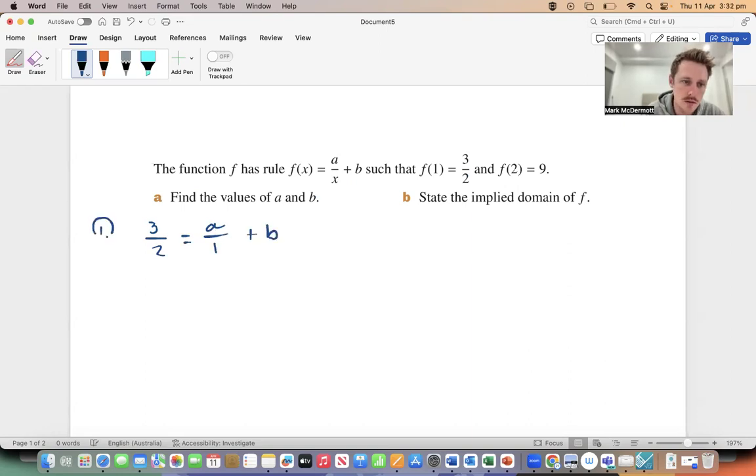So that's equation 1. And the second equation says that when the whole function is equal to 9, x is 2. So we've got 9 equals a on 2 plus b.